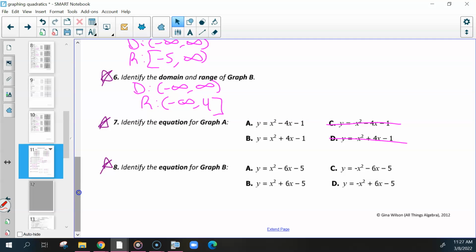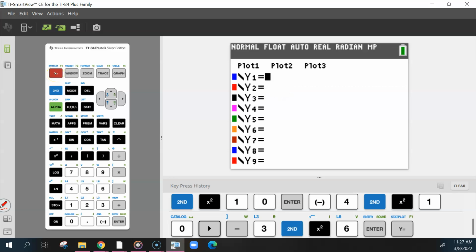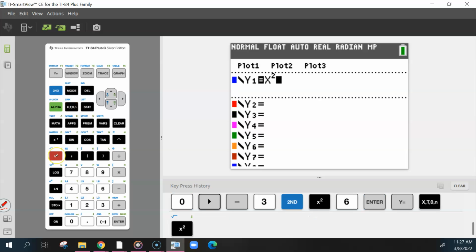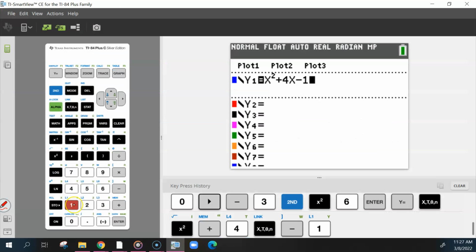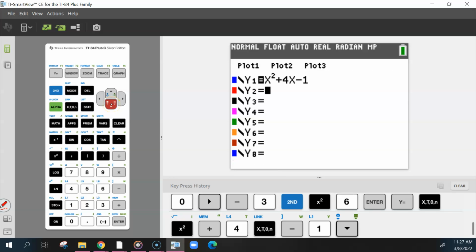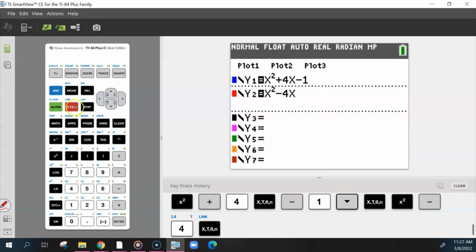So let's say we'll do one way and one the other. So in my calculator, I could put both of these. So y equals, and I could put these in. x, your variable, squared, plus 4x, I forgot what the last part was, minus 1. And I could put the other one in at the same time. Your variable squared minus 4x minus 1. Then I'm going to look at the tables.